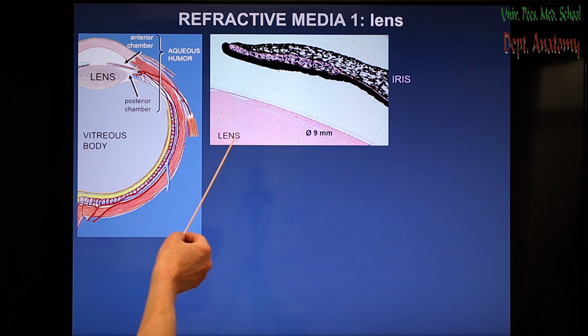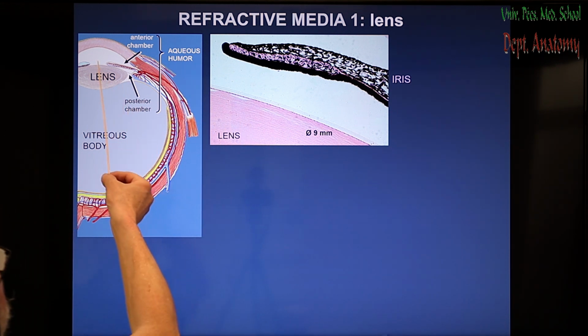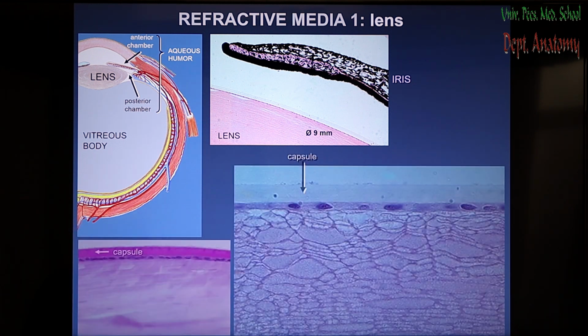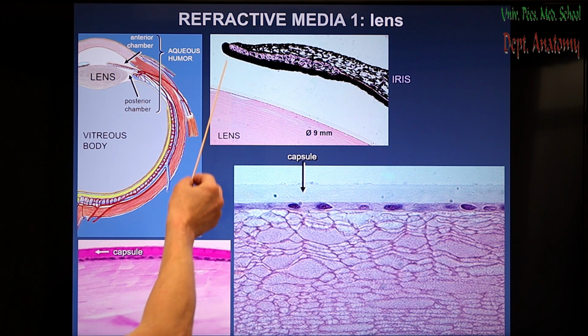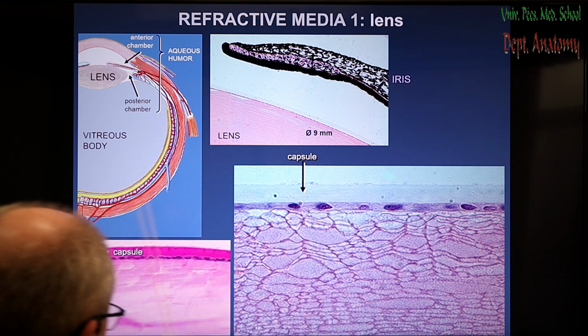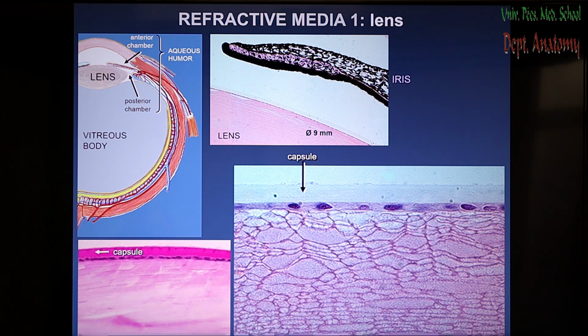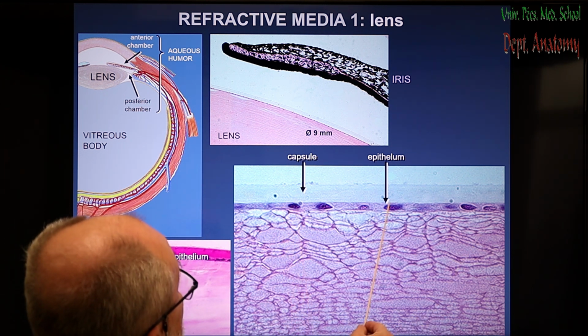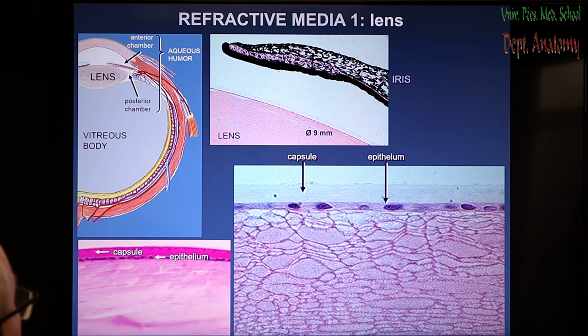You can see the histological structure here. The biggest diameter of the lens is 9 mm across, and it has different layers. Part of the iris is also included in this picture. The most anterior layer is an amorphous but extremely thick layer which surrounds the lens everywhere, and therefore it is called the capsule of the lens. Deep to it comes the epithelial cell layer. These resemble squamous epithelial cells.